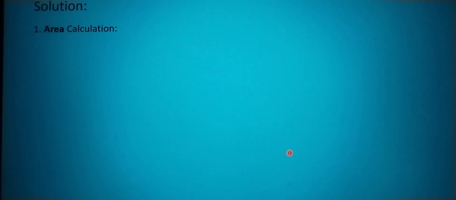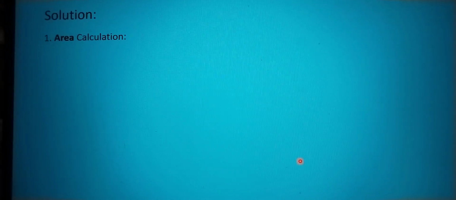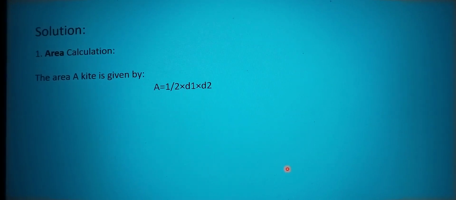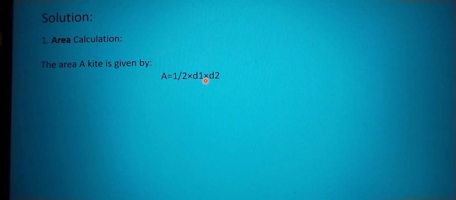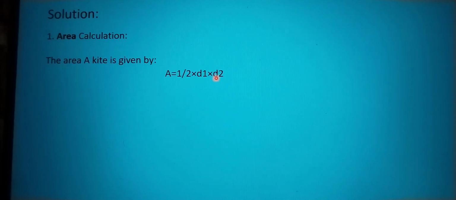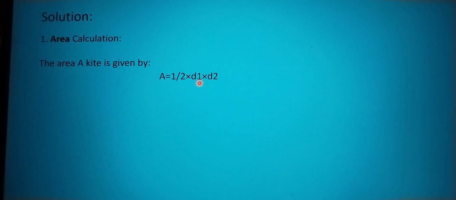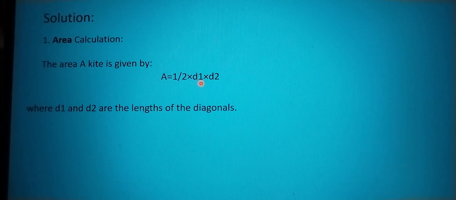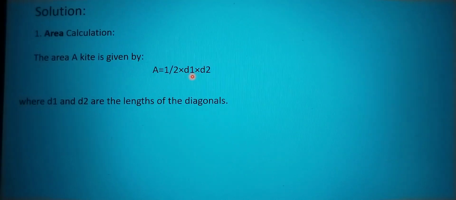Solutions. Area calculation. First, we're going to calculate the area. To calculate the area of a kite, the area is equal to 1/2 multiplied by diagonal 1 multiplied by diagonal 2, which means diagonal 1 multiplied by diagonal 2 over 2. Since we know the first and the second diagonals, we can easily calculate the area, where diagonal 1 and diagonal 2 are the lengths of the diagonals.